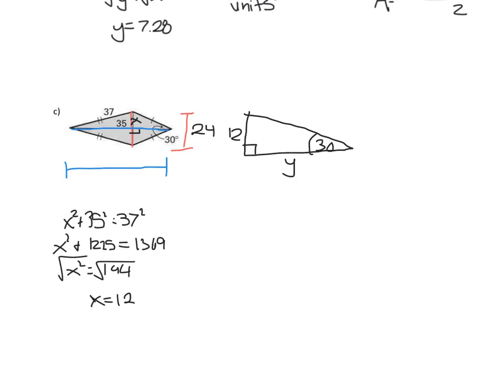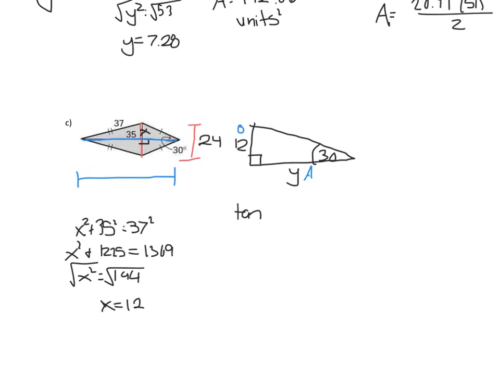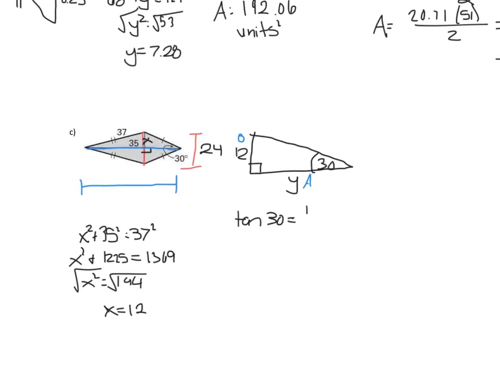Okay, so that's Y. I have one angle and one side length, so I need to use my SOHCAHTOA. I look and see this is opposite and this is adjacent, so once again I'm going to use my tangent. I have the tangent of my angle 30 is equal to my opposite, which is 12.